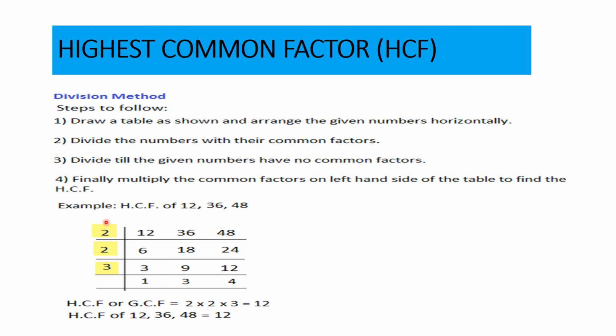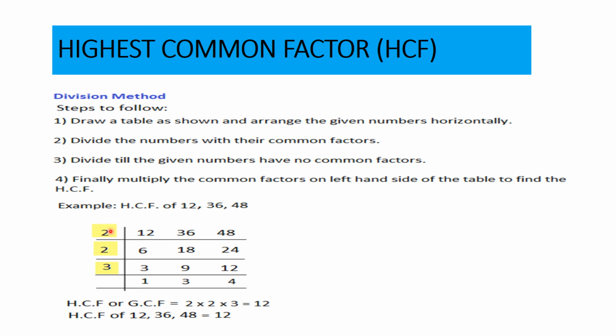Now for the example, let us do 12, 36 and 48. Start dividing with the smallest common factor. You can see the ones place is 2 in 12, 6 in 36 and 8 in 48. So all these three numbers are divisible by 2. So start dividing by 2. 2 6s are 12. Now 2 18s will be 36. If you divide 36 by 2, you will get 18. And 2 24s is 48.